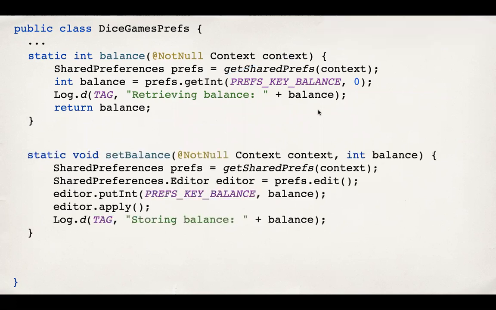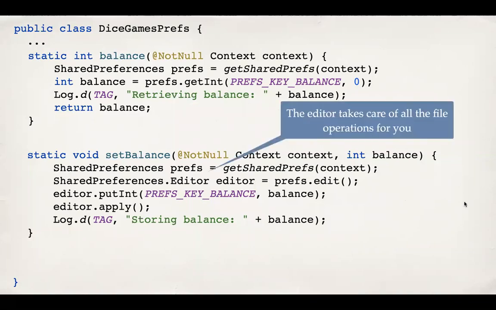Storing the data is somewhat more interesting. Okay, again, we need the context. Again, it is a static method. And now what we are doing here is, after getting the shared preferences, we are going to open a shared preference editor, and that editor is the way of Android OS to handle everything that you need underneath. So all the file operations are done by the editor. Now you put the int on the editor, like we have done with bundle, and then you call editor.apply.